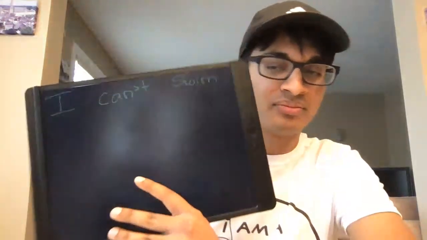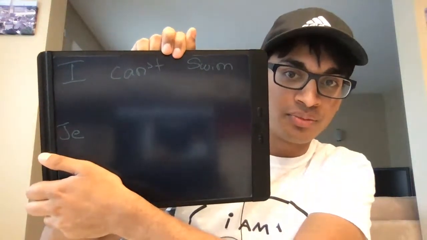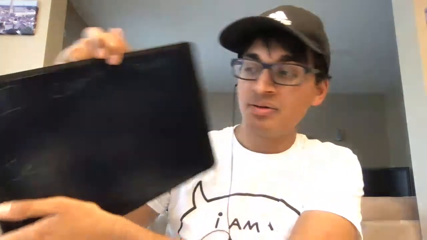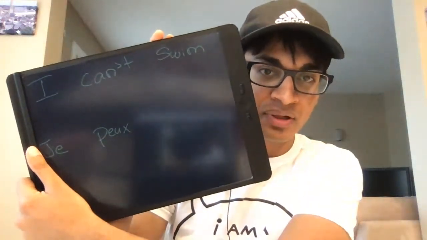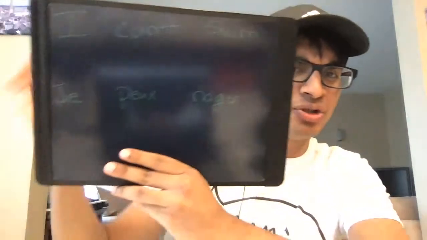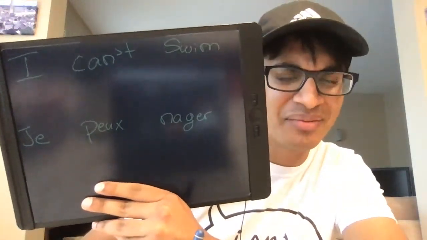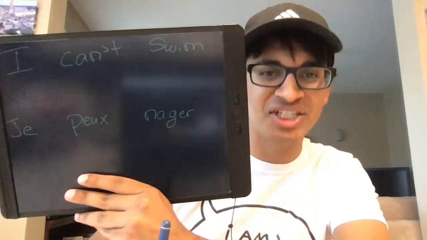Okay. What is the word for I? Je. So we're going to start with je. Now, we know how to say can. We're going to write can in here. Peux. We have je peux, right? I can. How do we say swim? Swim is nager. But this doesn't work, because je peux nager, what does that mean? I can swim. We just said tu peux nager, you can swim. Je peux nager, I can swim.